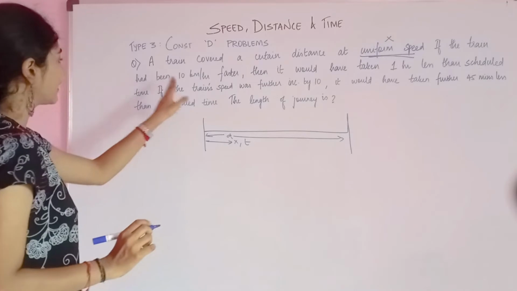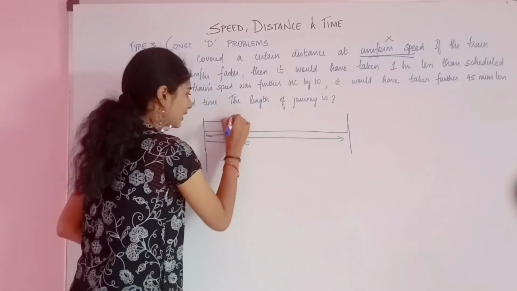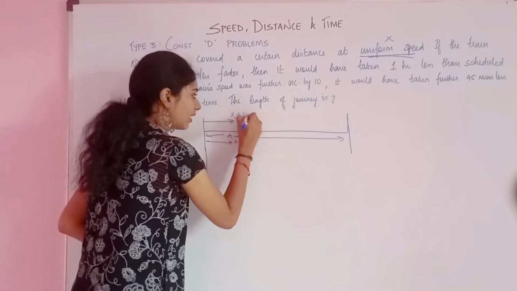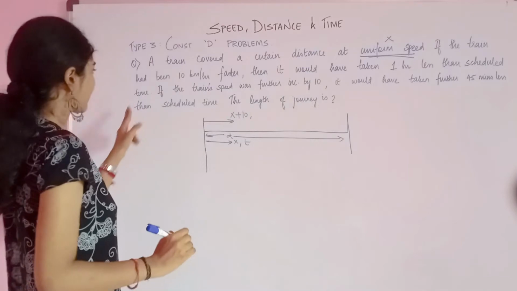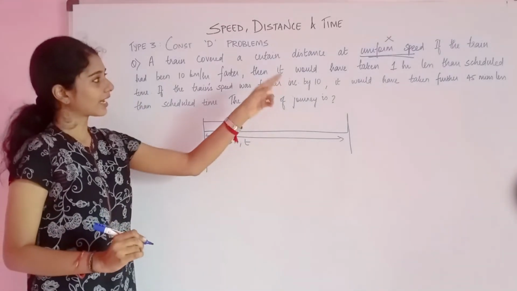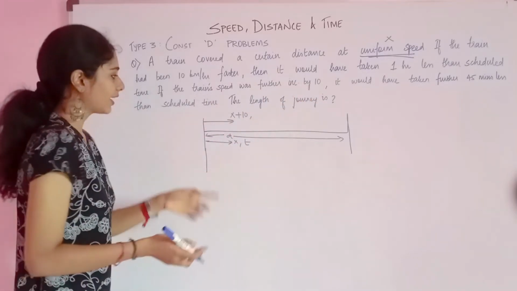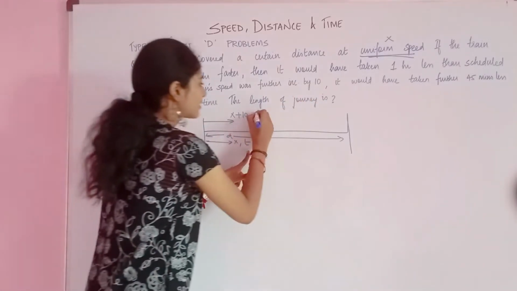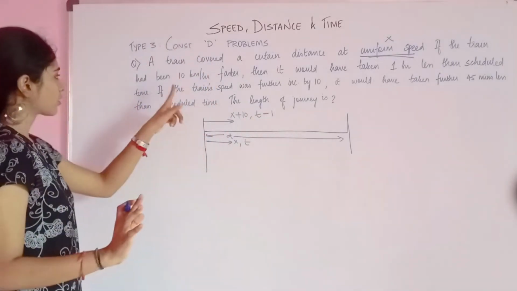If the train had been 10 km/h faster, which simply means had it been x plus 10, then it would have taken 1 hour less than the scheduled time. So suppose the train was to arrive at 10 a.m., it would have arrived 1 hour less, which means at 9 a.m. itself. So what am I supposed to do? It's t minus 1. Makes sense?